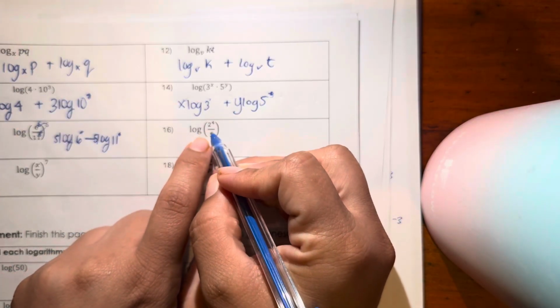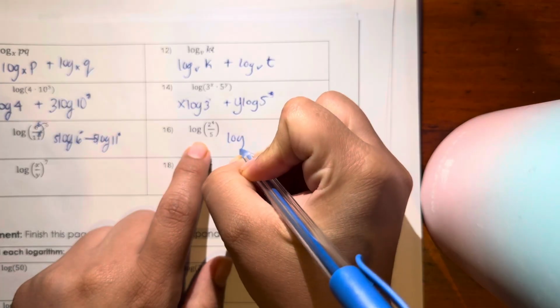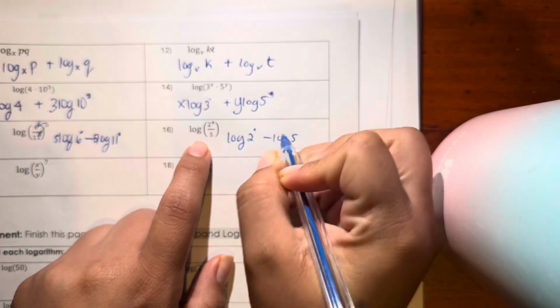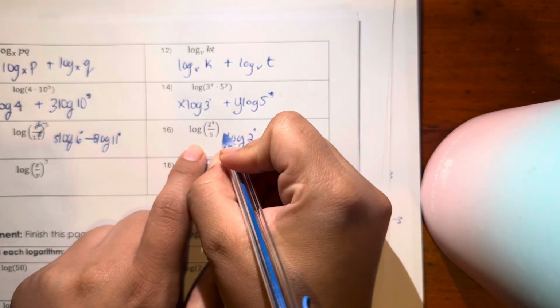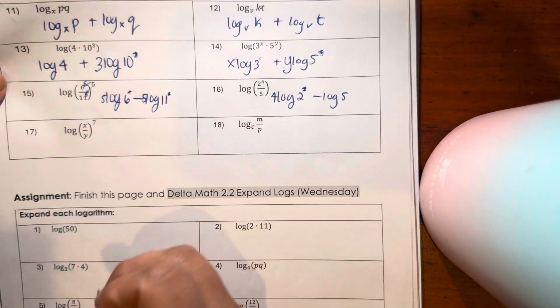This one is dividing, so it's going to be subtraction, but only the exponent on the 2. So it's log of 2, and it has a 4, minus log of 5. And don't forget, the exponent moves to the beginning, so not there. Okay, check it on the calculator.